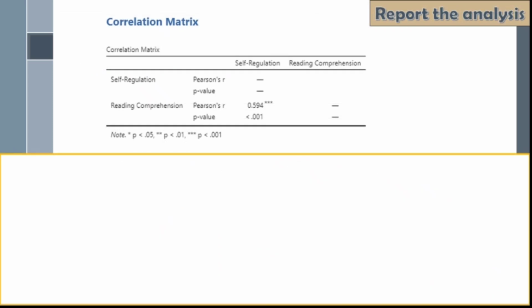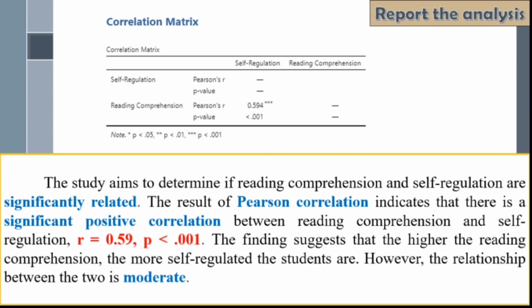This analysis report follows the APA format. Take note of the terms in blue font and the format of reporting values in red font. The study aims to determine if reading comprehension and self-regulation are significantly related. The result of Pearson correlation indicates that there is a significant positive correlation between reading comprehension and self-regulation represented by the given values. The finding suggests that the higher the reading comprehension, the more self-regulated the students are. However, the relationship between the two is moderate.